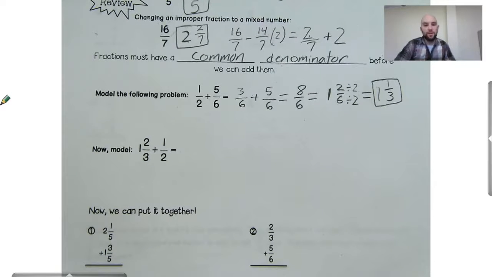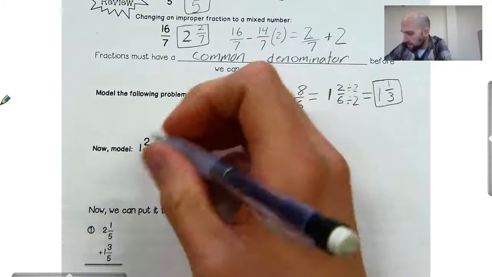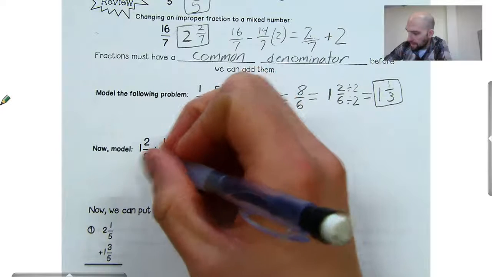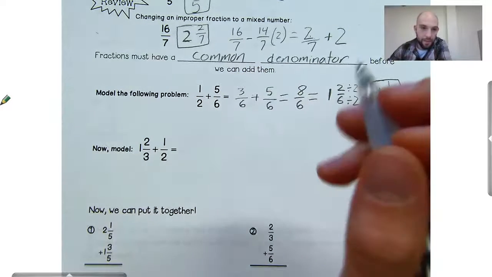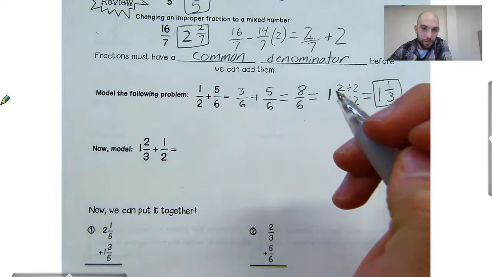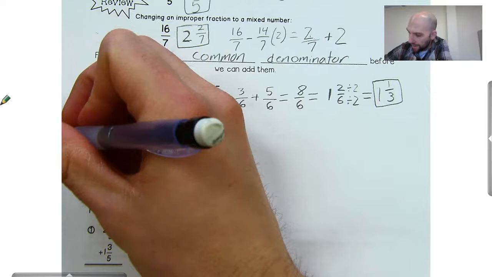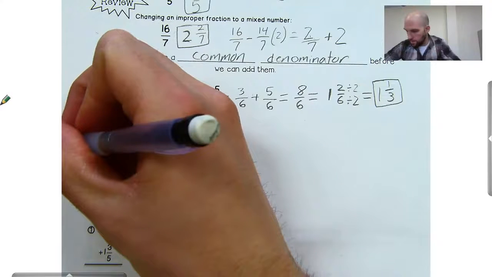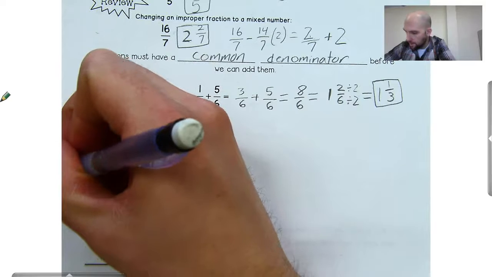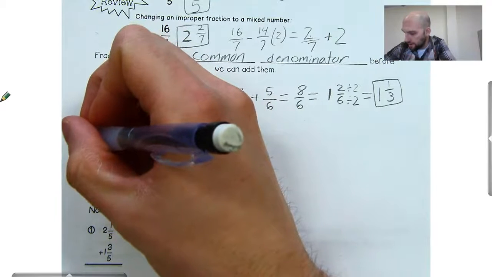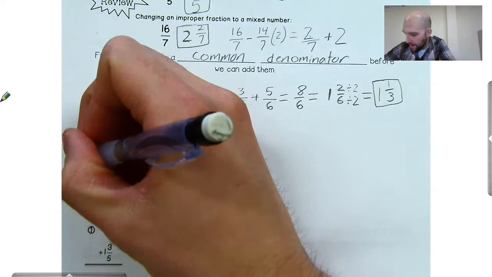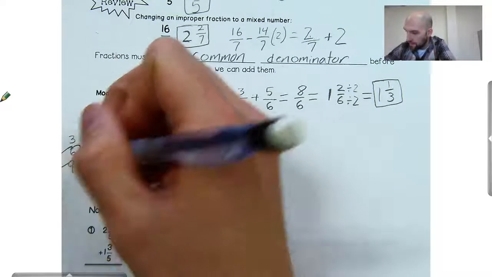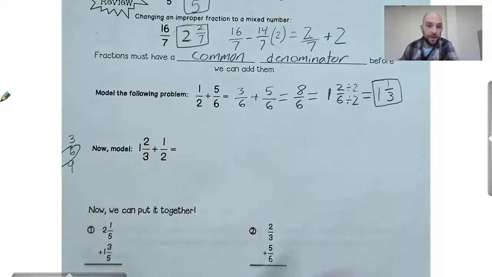Now, if we want to model a mixed number plus a fraction without a whole number, we have, for example, 1 2/3 plus 1/2. Well, first I need common denominators, and the way I'm going to get those is I need to find a common multiple of 3 and 2. So I'm going to make a factory of 2's here. 2, 4, 6, 8. And then I'm going to make a factory of 3s. So I have 3, 6, 9. And I already found one here. I have 6 in common.